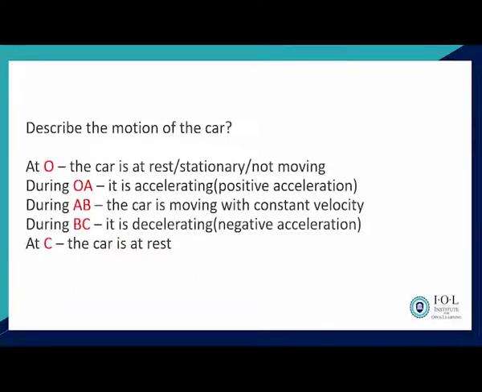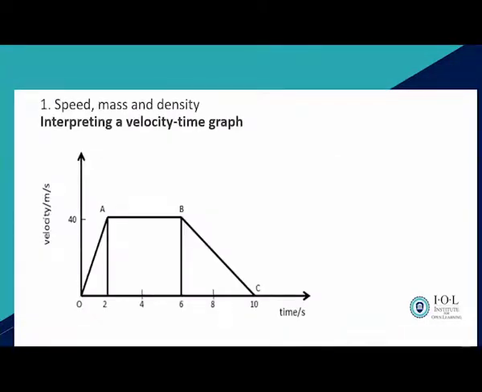Now, when the object is at 0, the car is at rest. That means it's not moving, because if you go back to the graph at 0, the object did not cover any distance. It has not moved yet. The time is 0 and the velocity is also 0 there. So we say the object here is at rest or stationary.